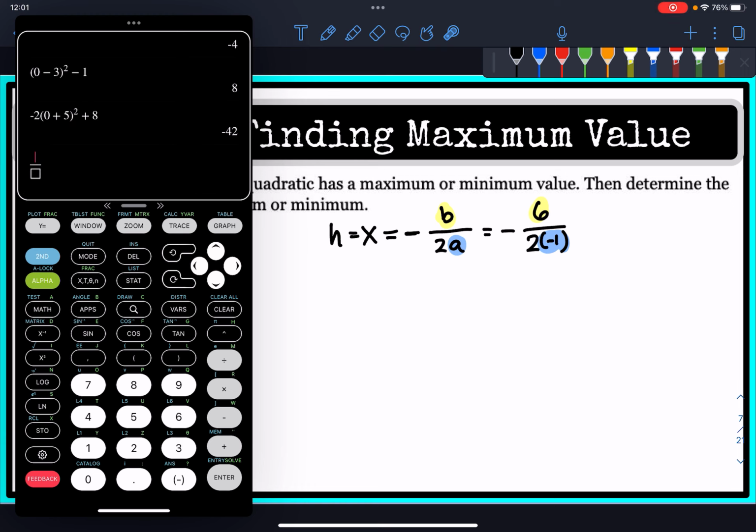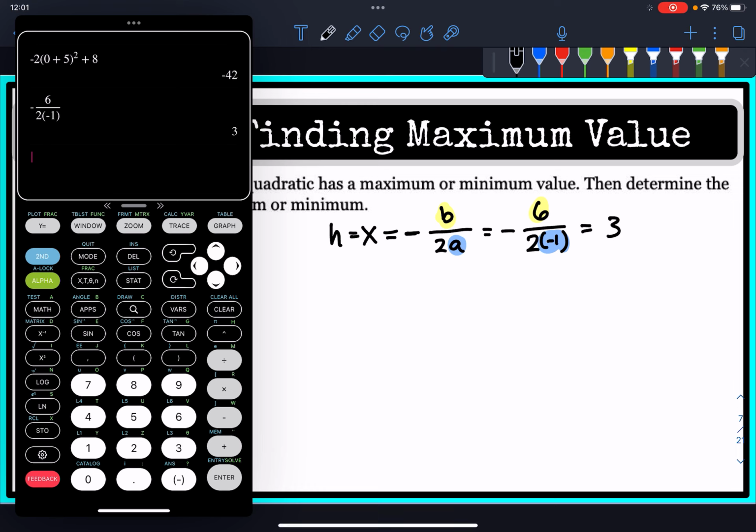I forgot to put the negative sign in the front, so let me move to the front and put the negative sign there. We're going to put the value of b, 6, in the numerator, and in our denominator we're going to put 2 times -1, and that value is 3. So our x coordinate is 3.